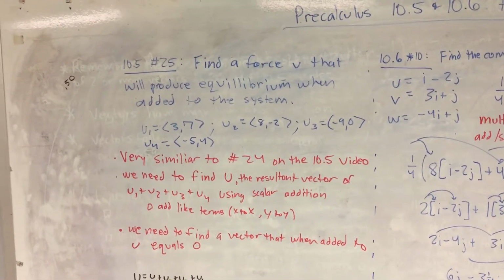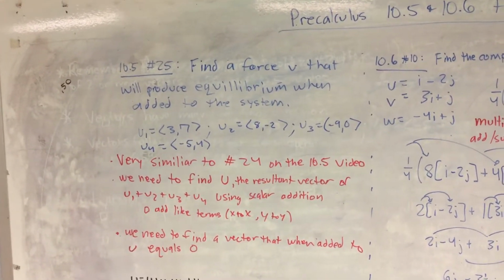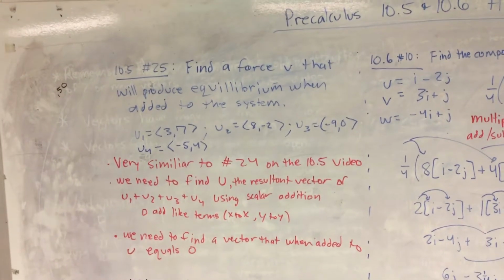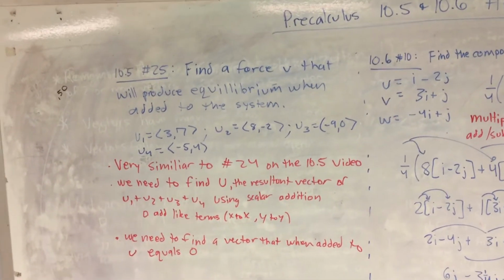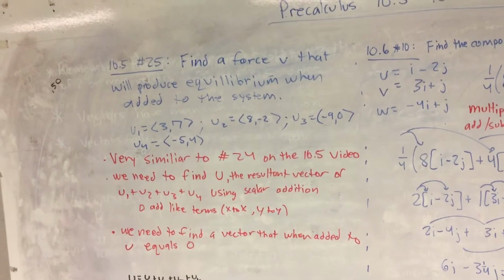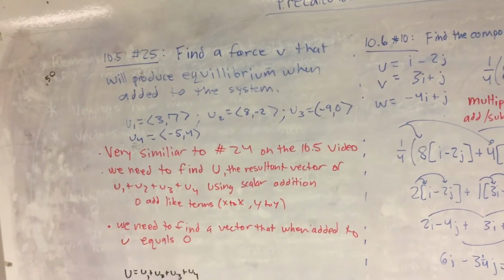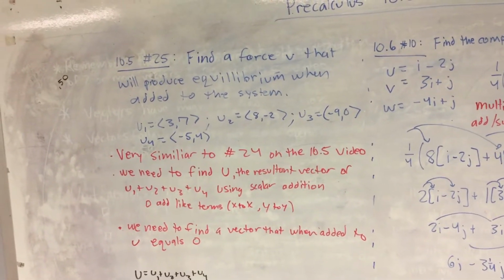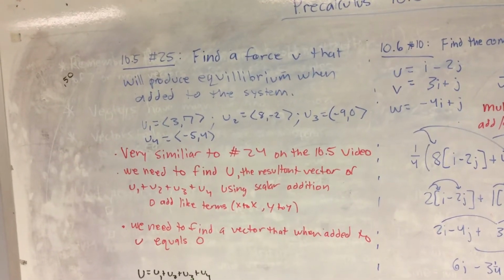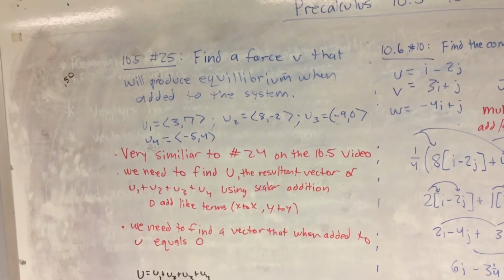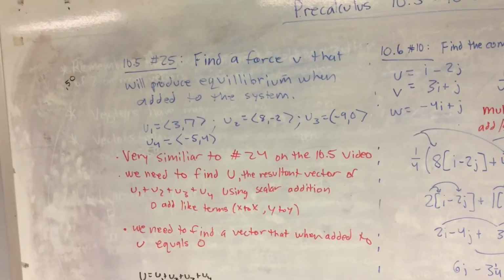We're going to need to find U, which is the resultant vector of U1 plus U2 plus U3 plus U4 using scalar addition. So we're going to add X terms to X terms, Y terms to Y terms. Then we need to find a vector that when added to U equals 0, because remember, equilibrium means that the forces add to equal 0.